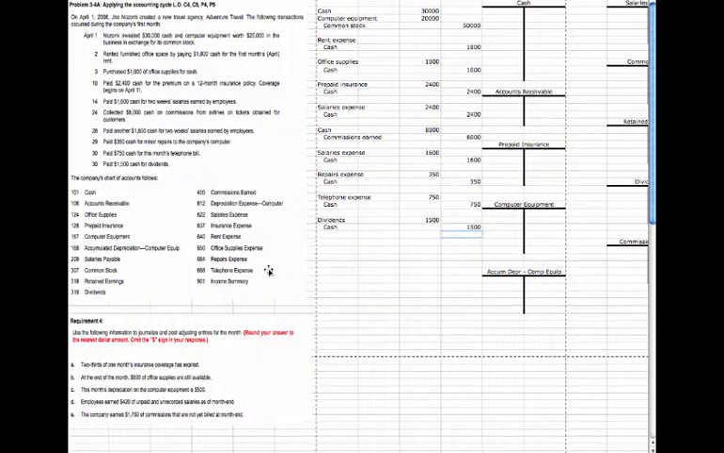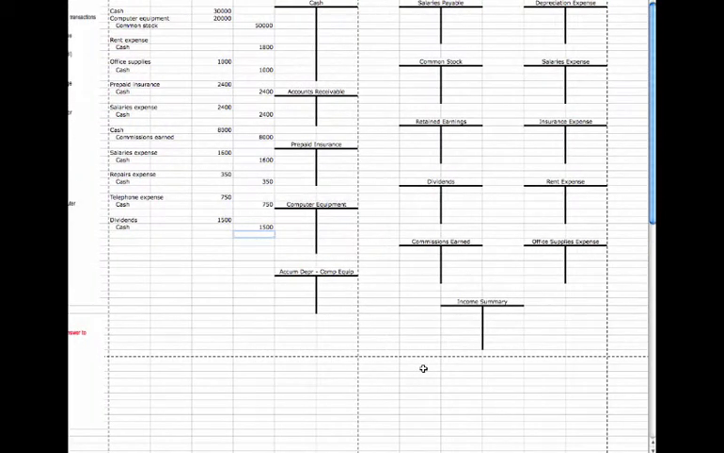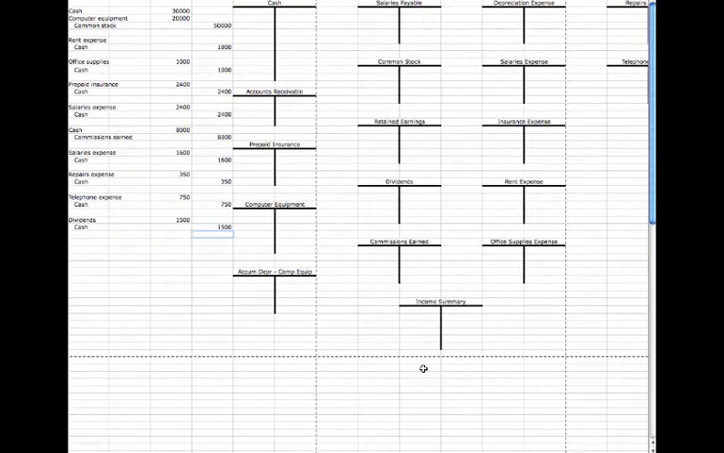So now what we have here is we've done the month's transactions, we've done the journal entries, and now what we have to do is post this to our general ledger. Now I'm going to move my screen over here a little bit so we can see the journal entries and our T accounts as best we can here.